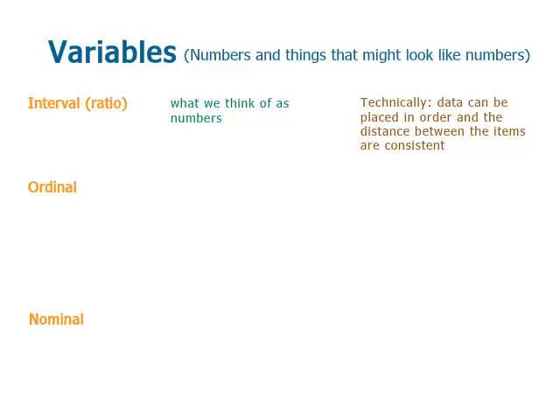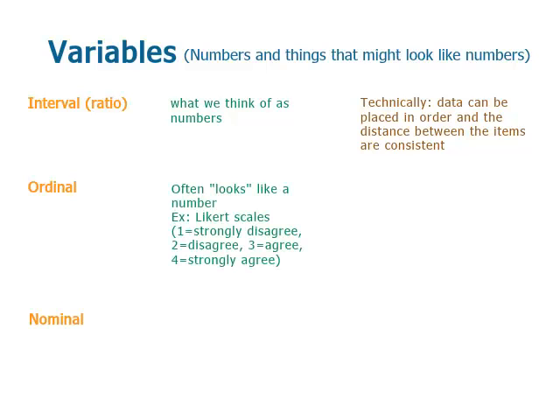Now, ordinal data is a little bit different. Ordinal data very often looks like numbers, and the most common example of that for those of us who evaluate are Likert scales, right? So for a Likert scale, we have people type in a 1 if they strongly disagree, a 2 if they disagree, a 3 if they agree, and a 4 if they strongly agree. So when we see that data, it looks like numbers, but it's not really a number. It's a number that's representing strongly agree, disagree, and strongly disagree.